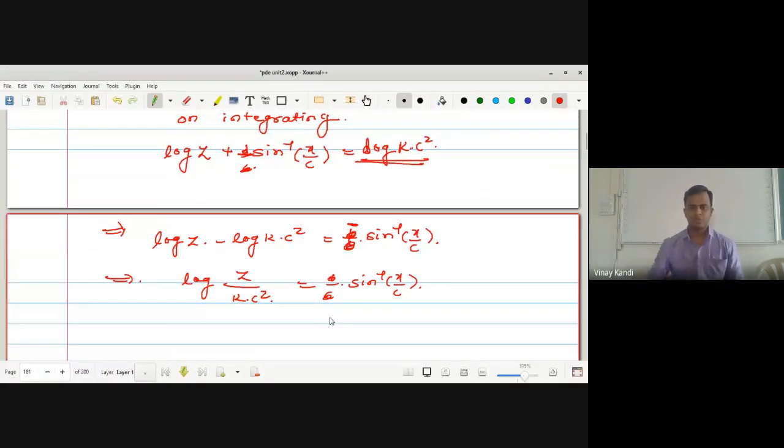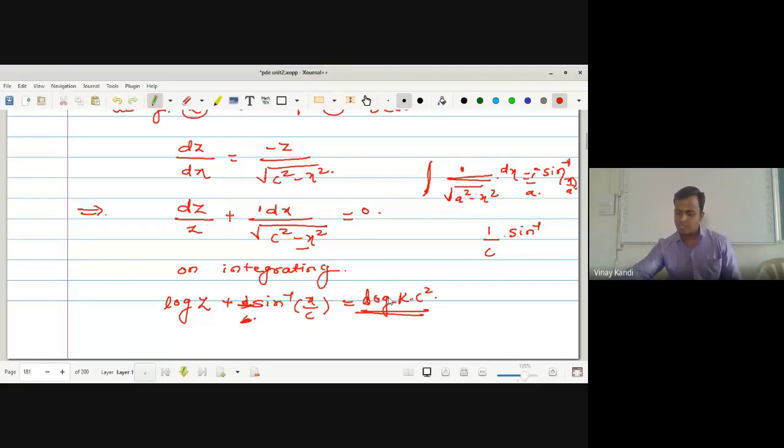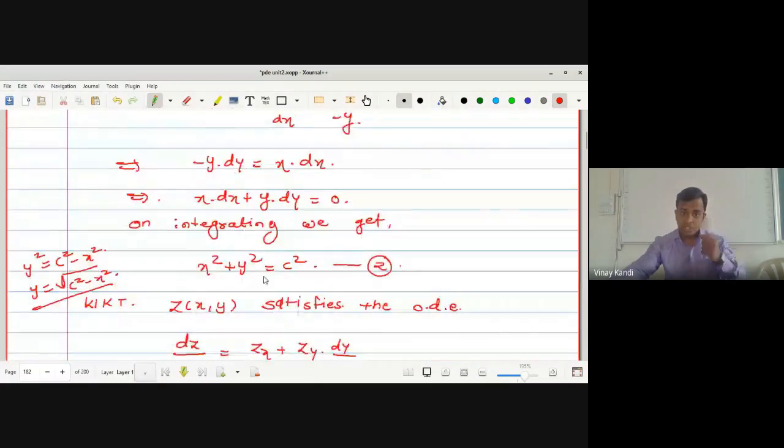Here minus of sin inverse of x upon c. So that implies e raised to minus sin inverse of x upon c is equal to z upon k into c square. So that implies z is equal to k of function of c square, where k is the integration constant. We took log k of c square. Why take k of c square? Because the value of c square is x square plus y square. Okay, now do you understand why c square was taken?